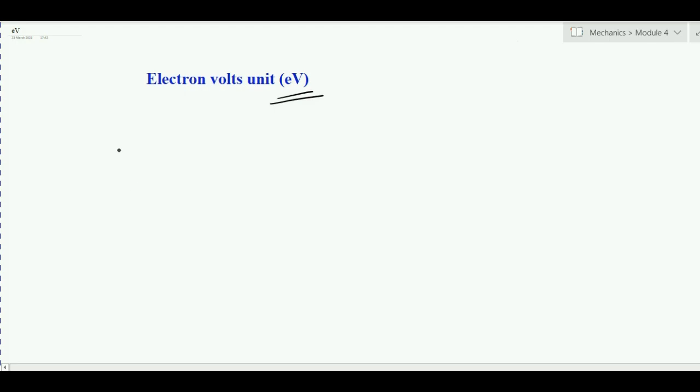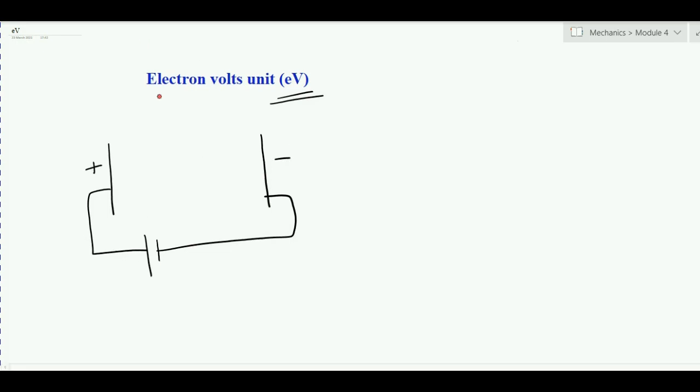So first of all, let us see what is one electron volt. Let us consider two plates, and they are given a potential, plus here, minus here. In this case there is an electric field between the plates. So now if we keep an electron or any charged particle here, let's say this is an electron, this electron will start moving towards the positive plate.